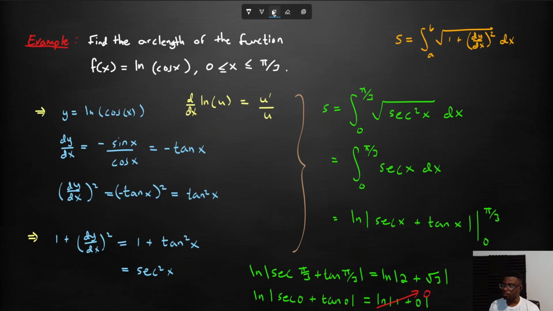Okay, so let's write our final solution down here. So S is equal to the natural log of 2 plus radical 3 minus 0. We don't need to write the 0 there, so this would be our final answer.